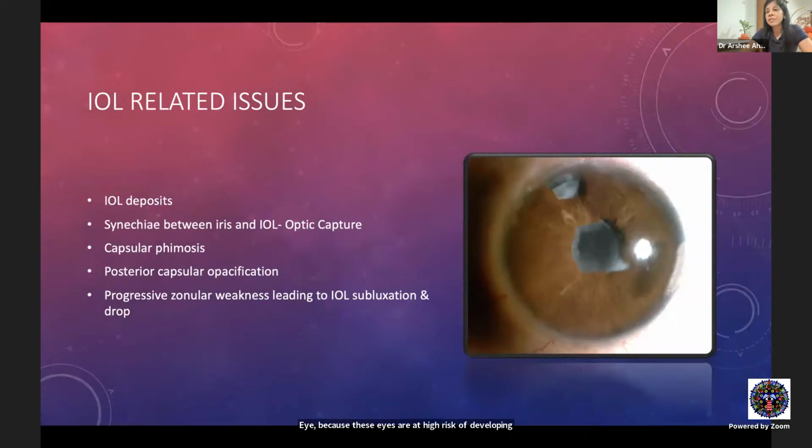Now, once you have done the surgery, there are still IOL related issues which can develop in these patients. You may develop a lot of IOL deposits. Synechia can form between the iris and the IOL. Capsular phimosis is a possibility, as are posterior capsular opacifications, and rarely in chronic conditions, because of zonular weakness, you can develop IOL subluxations and IOL drop.